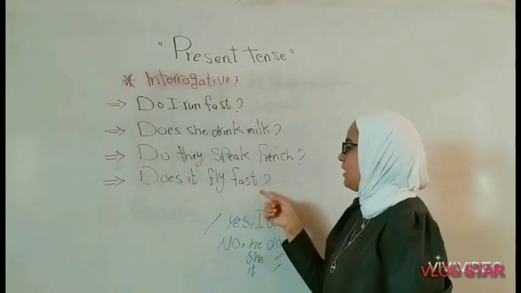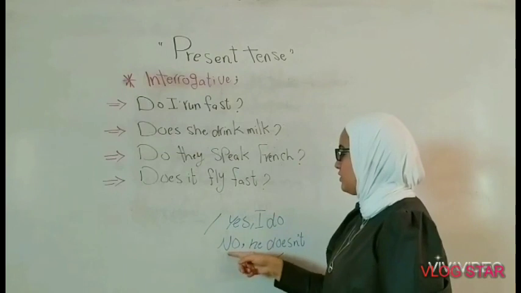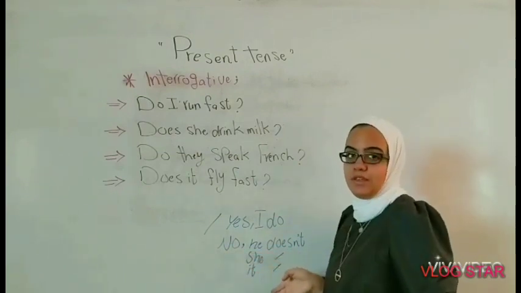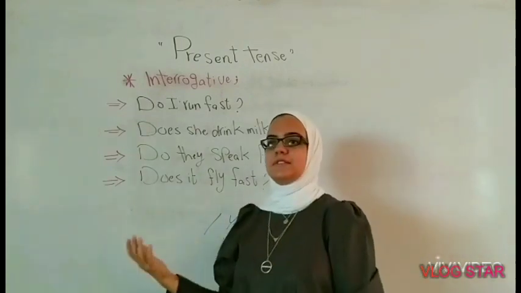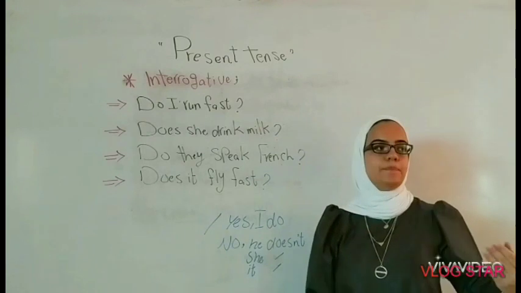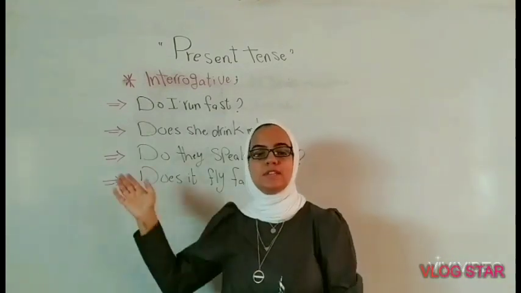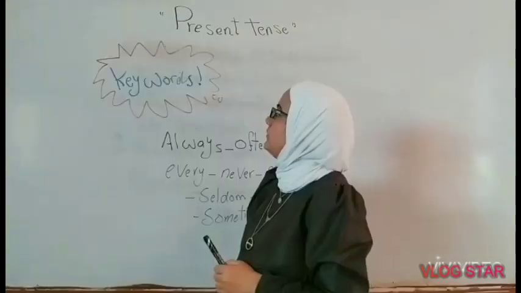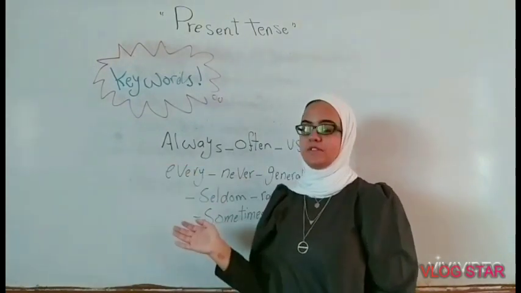And here, if I want to give a negative answer, of course I can say no, he doesn't, or she doesn't, or it doesn't. And I say no, I don't, yes, we do, yes, she does. It depends on the pronoun we use in the sentence. And the last part of the simple tense is the keywords.